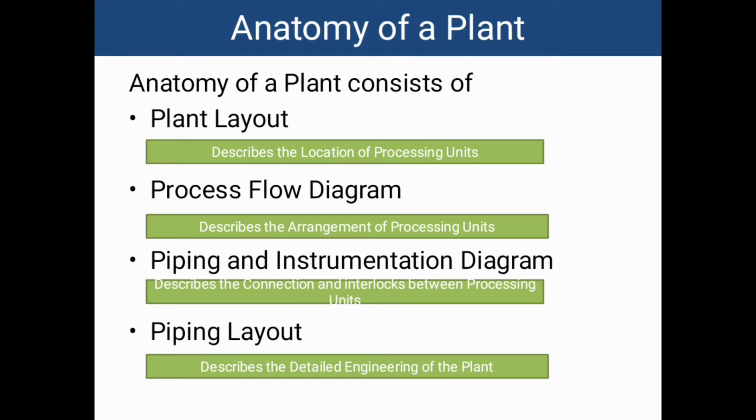Then process flow diagram. The process flow diagram describes the arrangements of equipments, arrangements of reactors, vessels and pumps. This you have to memorize. Then piping and instrumentation diagram. Once the process flow diagram describes the arrangements of the equipments, the P&I diagram describes the connections between these instruments and interlocks between these instruments. And finally, piping layout. This will give you a clear picture about detailed engineering of the plant.